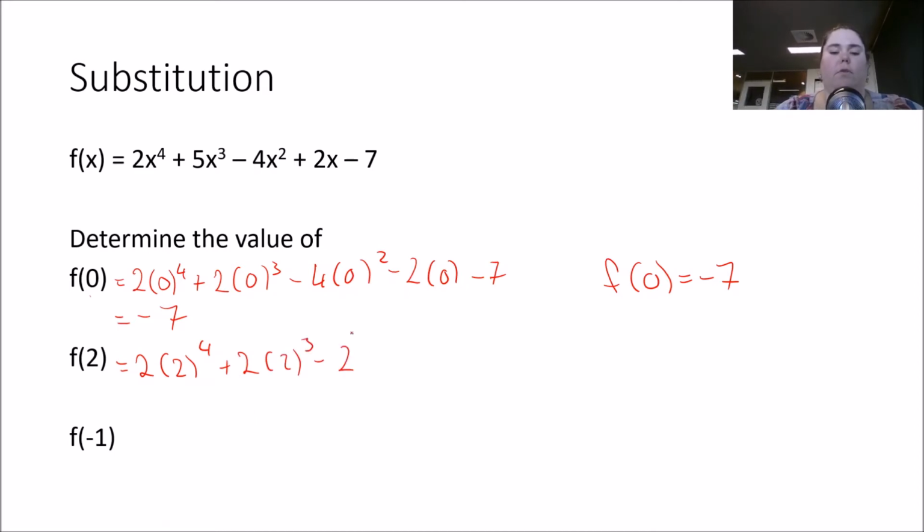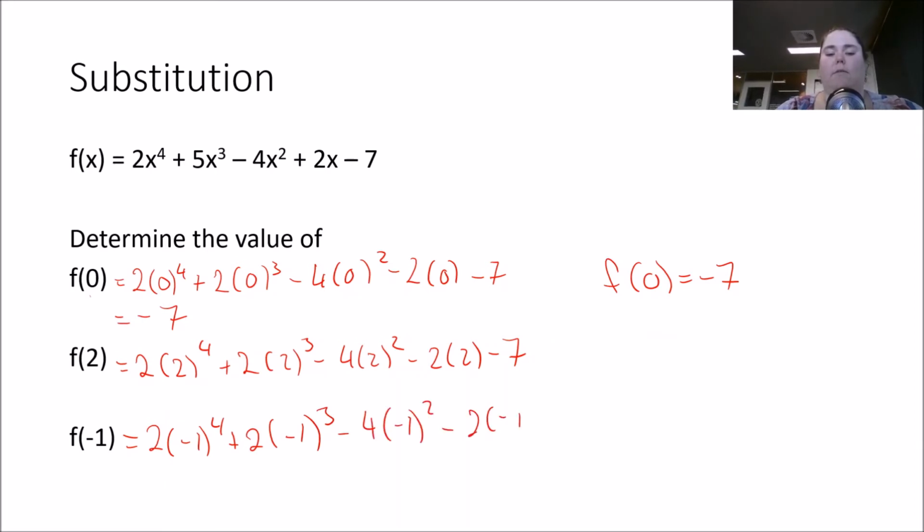Which we could then solve, and then this one is just subbing them all in with negative 1's and then solving it. So that's literally all we're doing, substitution, which is going to become a very important skill as we learn the rest of the polynomial stuff.